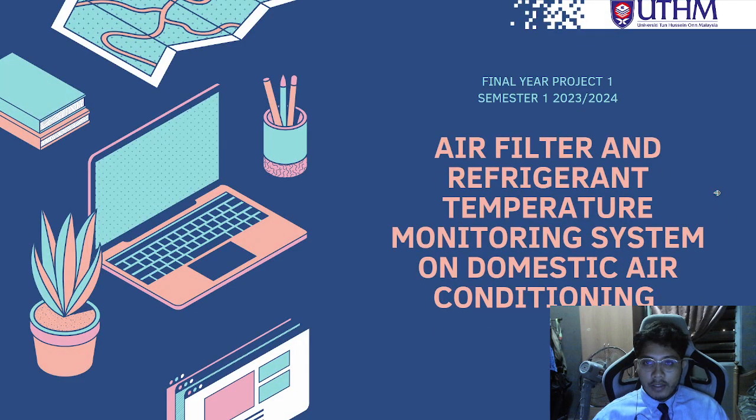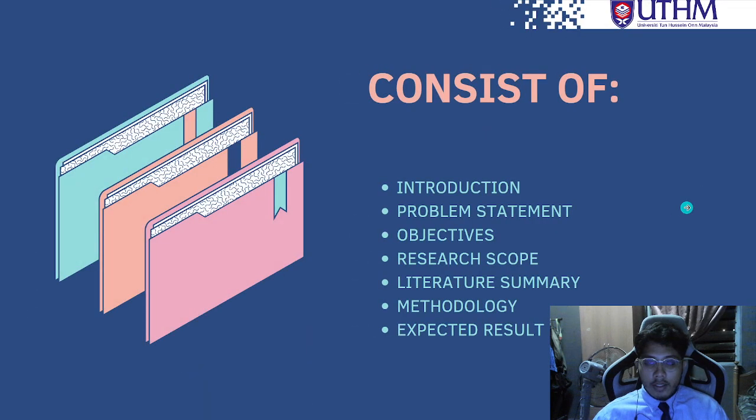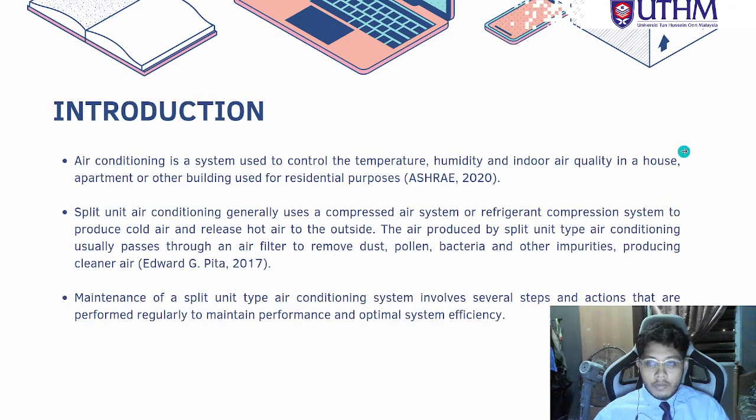Today I will present about final year project 1. My final year project is about air filter and refrigerant temperature monitoring system on domestic air conditioning. In this presentation, I will cover the introduction, problem statement, objective, research scope, literature summary, methodology, and expected result. First, introduction.